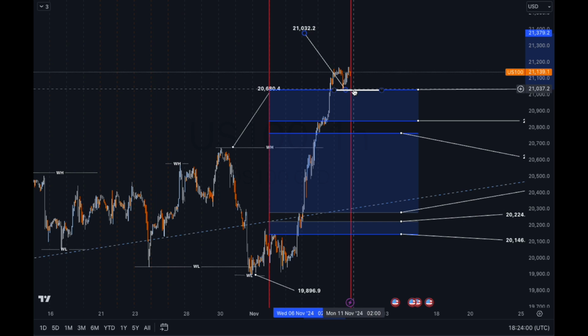If price from where it is takes out this level right here, and when it does, okay, I would then need to make a decision. Am I going to ride market down as far as I think it will go, or am I going to wait for it to find a level that it wants to bounce back from?